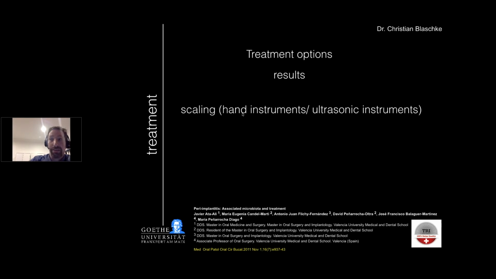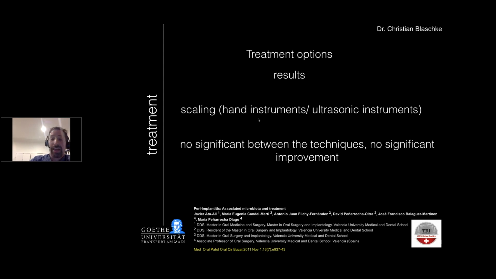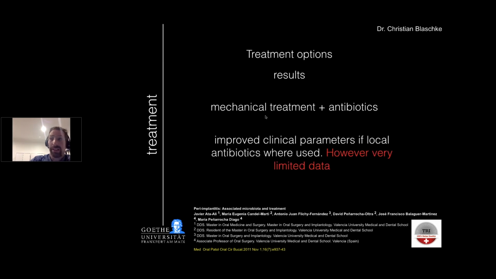For scaling, obviously you can use hand instruments or ultrasonic instruments. There's no rocket science behind this. However, there is no real significant advantage of an ultrasonic instrument over a hand instrument. They're both quite inefficient. We can obviously inject some antibiotics into the sulcus, into the pocket around the implant. This seems to improve the therapy slightly, but the data is quite limited, so we don't know much about it at this stage.